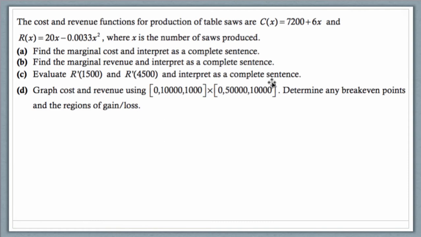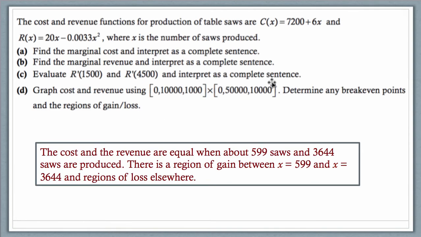So to interpret everything that we found using the calculator, the cost and the revenue are equal when we have 599 table saws or about 3,644 table saws produced. We see that there's a region of gain between x equals 599 and x equals 3,644, and there are regions of loss elsewhere.